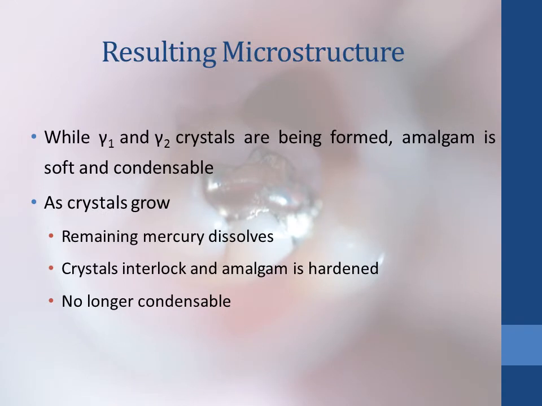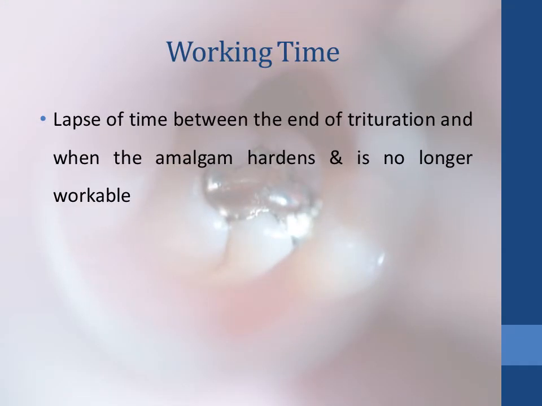The final resulting microstructure: gamma 1 and gamma 2 crystals are being formed. Amalgam is soft and condensable. The crystals grow, remaining mercury dissolves, they interlock, and amalgam gets hardened. At this stage, clinically, it is no longer condensable. You cannot give it any further shape. So you have to do the shaping and the filling, or the condensing of amalgam, before this stage is passed. Working time is the lapse of time between the end of trituration and when the amalgam hardens and is no longer workable.